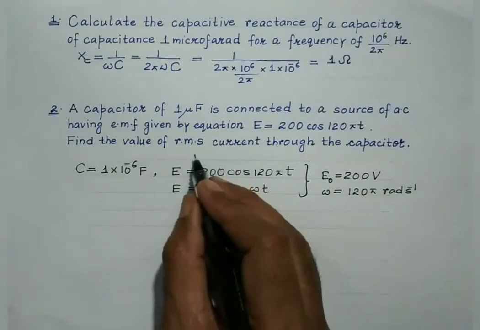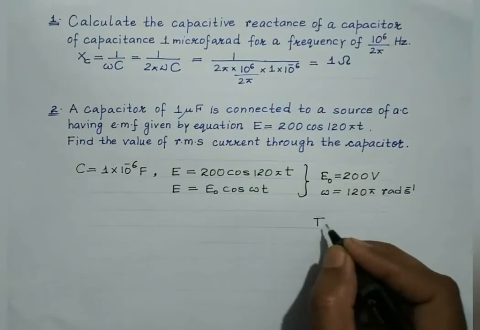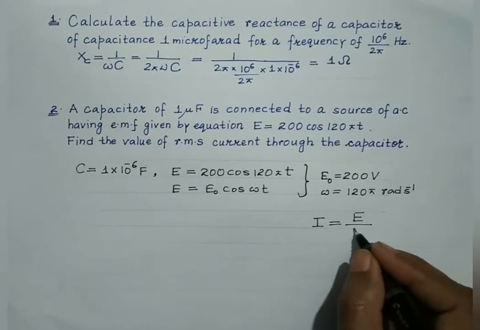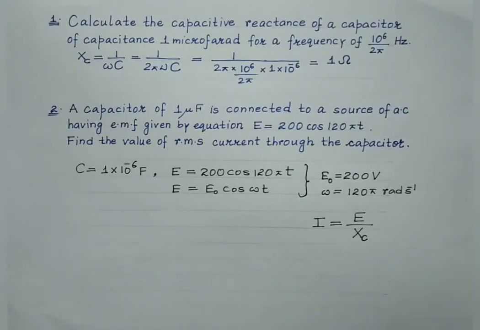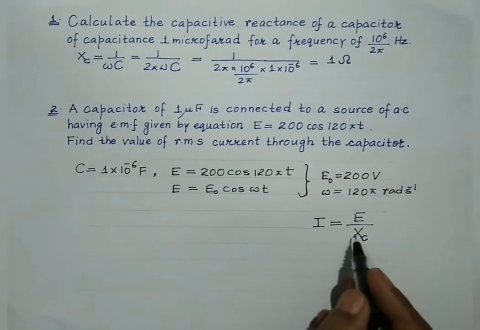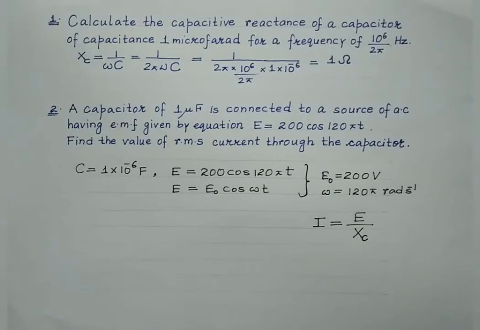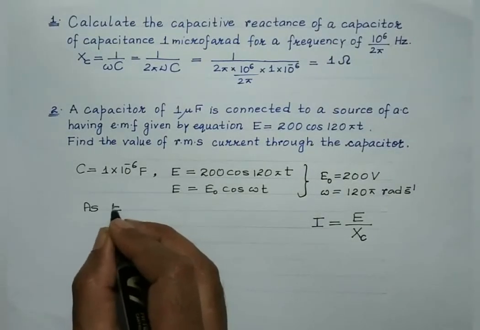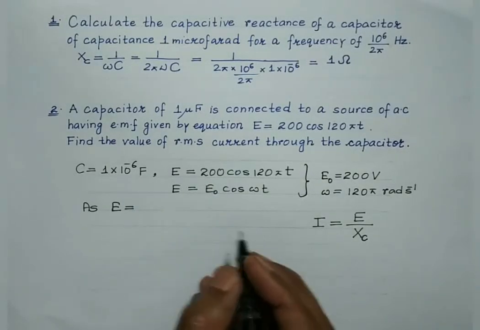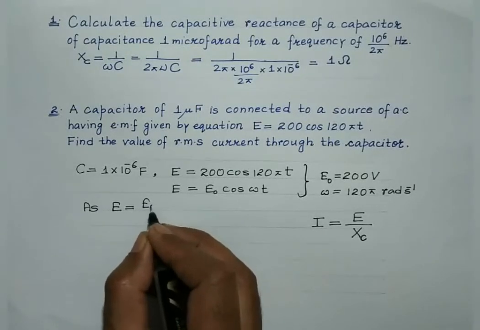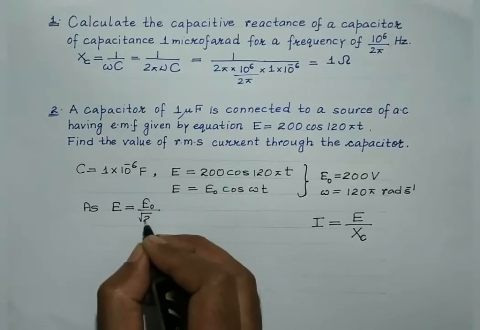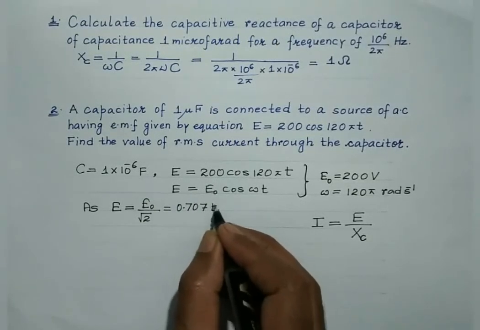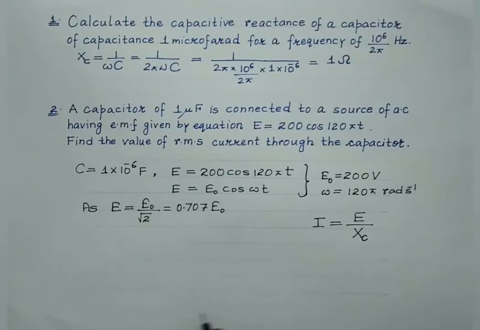What we are supposed to find is the RMS value of current. Now I RMS would be equal to E RMS divided by net resistance offered, and the net resistance offered by the capacitor to the flow of current is known as capacitive reactance. Now students, we are aware of the relationship between the RMS value and the peak value. RMS value is equal to peak value divided by root 2, that is 0.707 times the peak value, isn't it? So let's make use of these relations.